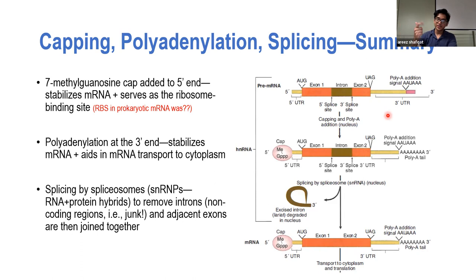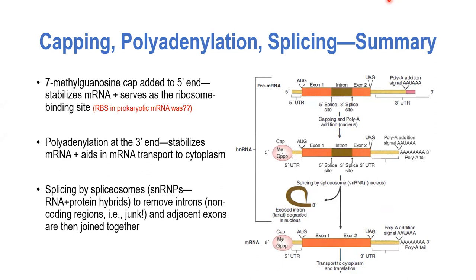This has two functions. It also stabilizes the mRNA, plus it helps the mRNA get out into the cytoplasm, because you know that our mRNA is transcribed in the nucleus. It has to find a way to get out into the cytoplasm. Polyadenylation helps that process. Does this make sense? Or should I repeat this as well?